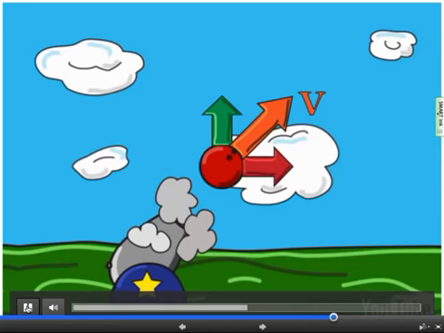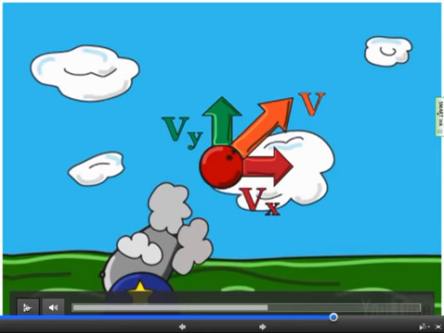But what we do as physicists is we make up these imaginary components. The red component is the horizontal velocity. The green component is the initial vertical velocity. Now, horizontally, we know this red vector is not going to change ever. The green one is going to shrink by 9.81 meters per second every second.